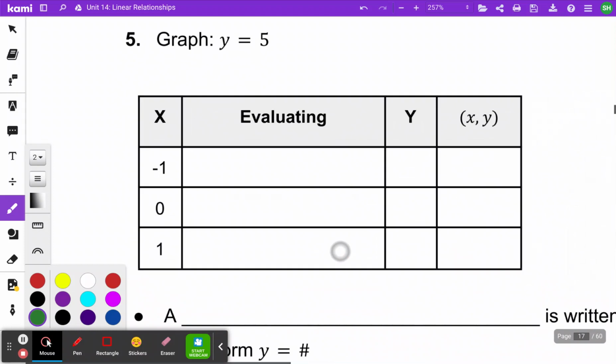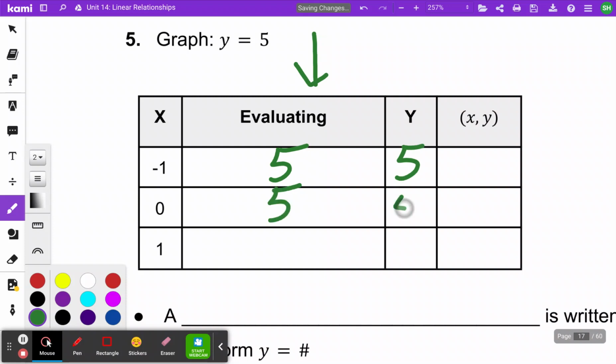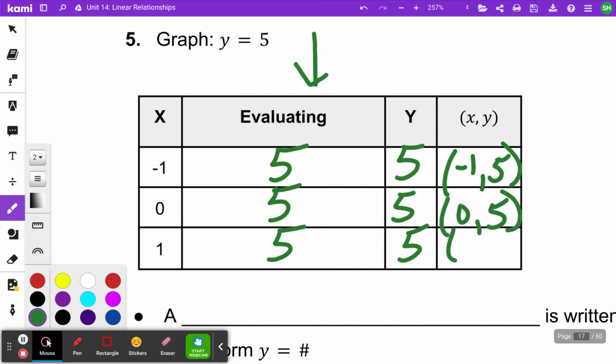So when you go to complete this evaluating section right here, all right, I'll put the 5. I don't have to put anything else. That's already y. I'll put the 5 again. There's nowhere for my 0 to go into. It's still 5. And then there's nowhere for the 1 to go. It's still 5. So literally, when y equals 5, that's what it means. Doesn't matter what the x is. Y is 5. So every single time, you get the y coordinate as 5.